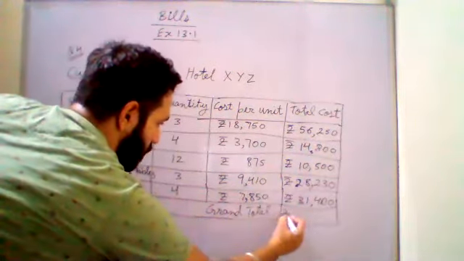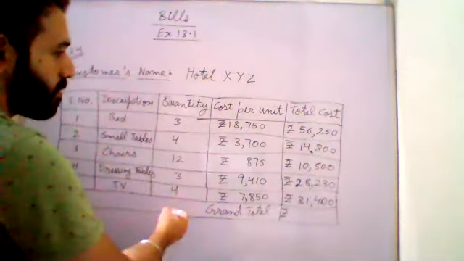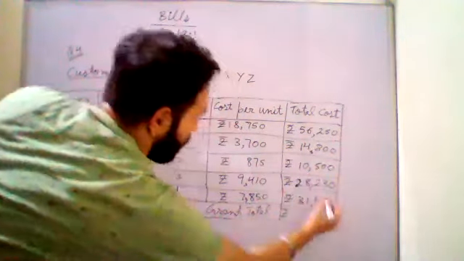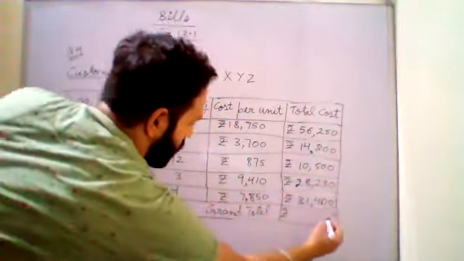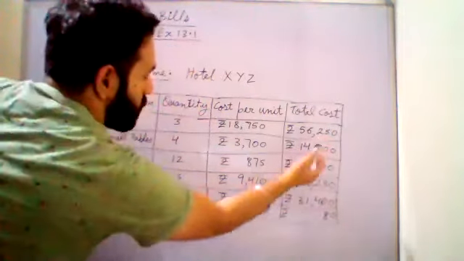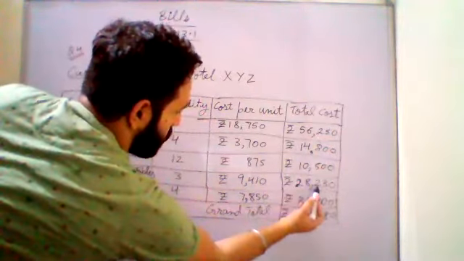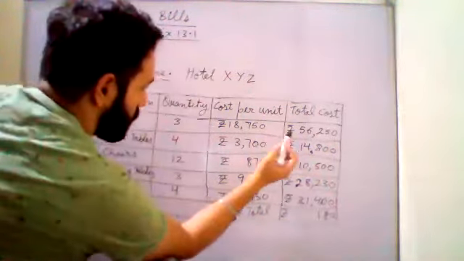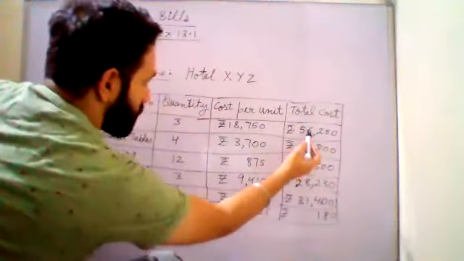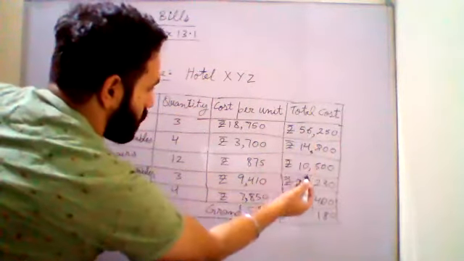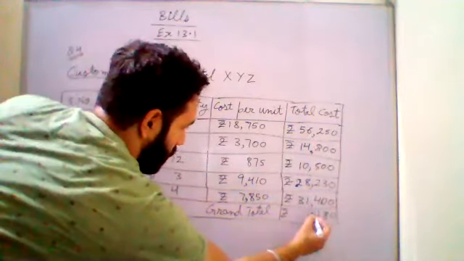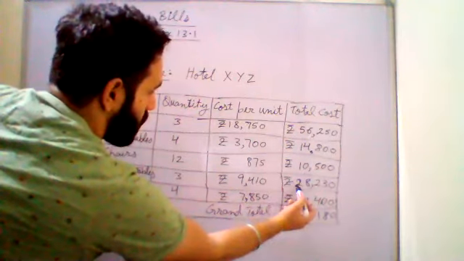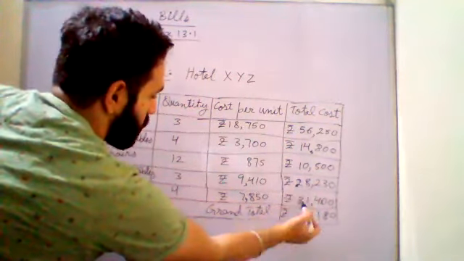So what is the grand total? 141,180. Let's see. 5 plus 3, 8. 2 plus 8, 10, 15, 15 plus 2, 17, 17 plus 4, 21.